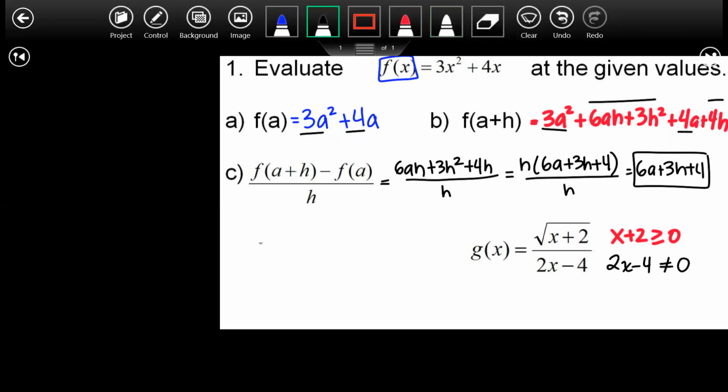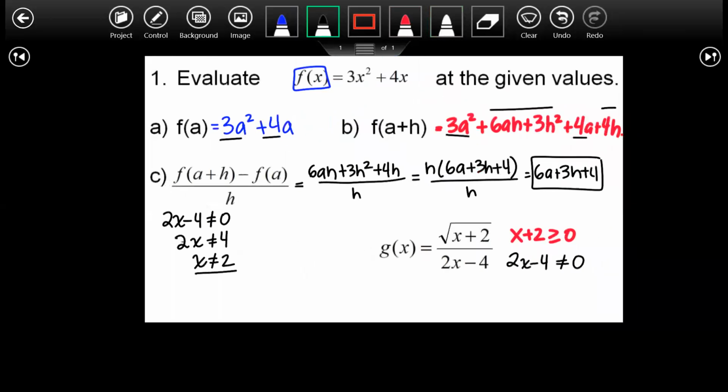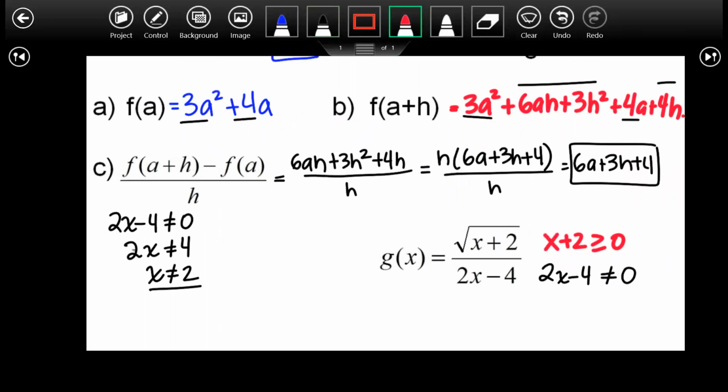The first thing we look at is 2x minus 4 cannot equal 0. We get 2x cannot equal 4, or x cannot equal 2. This is our first condition, so in our domain, we cannot let x equal 2. The other condition is x plus 2 greater than or equal to 0. We say that x must be greater than or equal to negative 2. So this is our second condition.